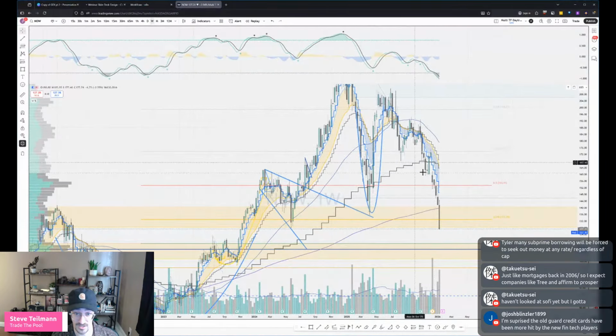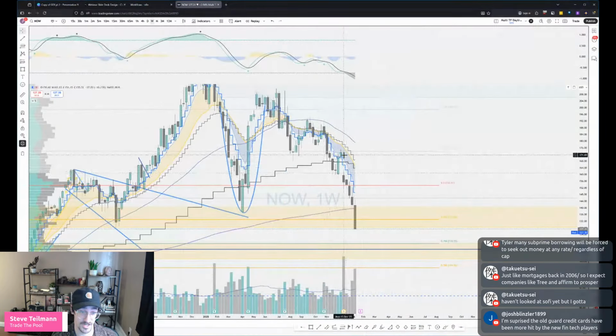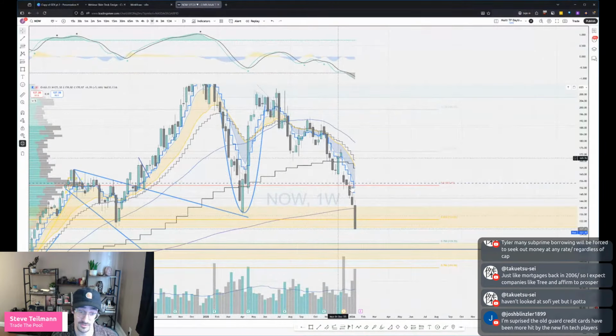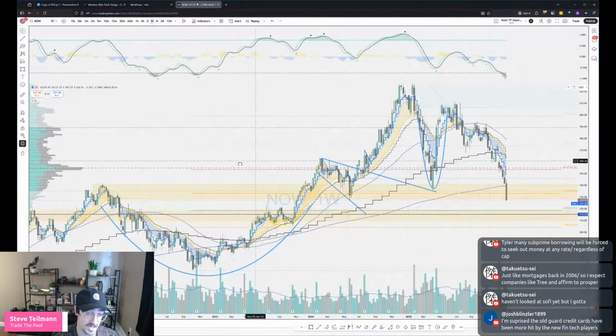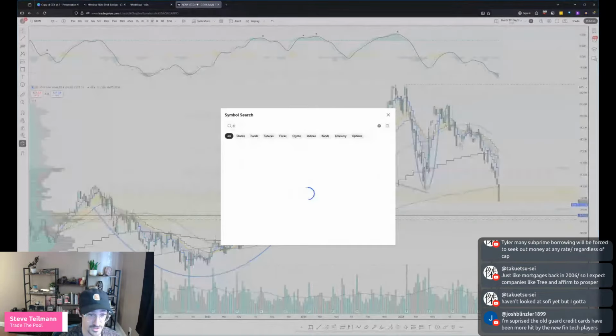We tried to reclaim right there. See, right here would have been a higher low from this. We failed. Failure. So now it has to flush out. It has to go back to deep support. That's kind of my view on most of these stocks.